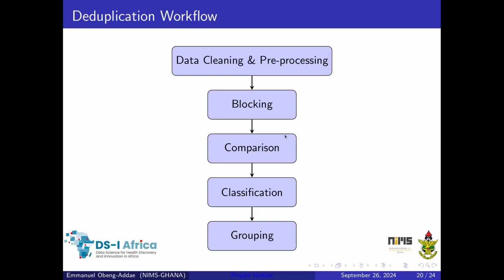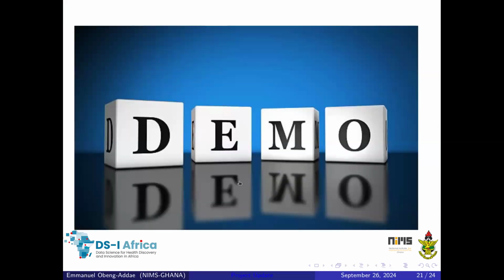So after blocking, we now do the comparisons, and afterwards, based on the results that we get, we can classify them into duplicates or non-duplicates. Then finally, after we found our duplicates, we can group all of them together. All the duplicates that refer to the same entity can now be grouped, so we would have a number of clusters in the data set. All right, so let's go into the demo to see how exactly Splink works.